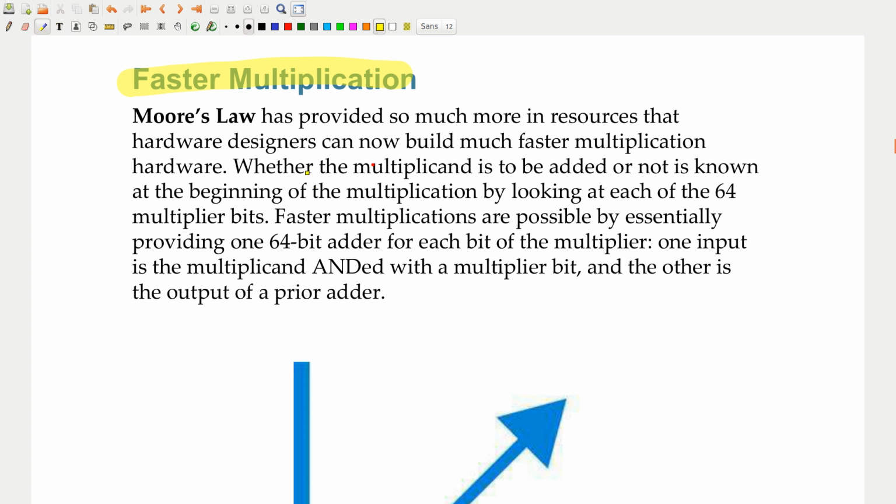It basically says that every 2 years, transistor size decreases by 1/2 and gets half as expensive. So it becomes twice as affordable. So you can basically have twice as many transistors in the original area that you had before. So let's see. How would we build a faster multiplier?